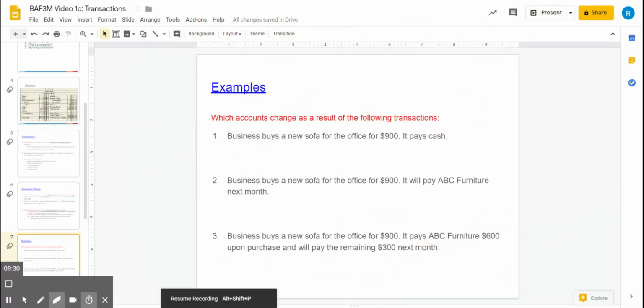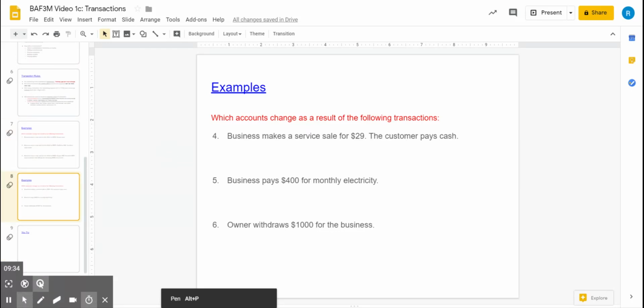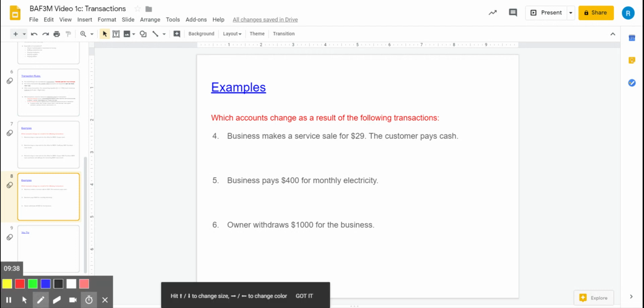Hope that makes sense. A couple more examples really quickly on the next slide, just to show you some that affect owner's equity, and then that'll be the end of this video. So this slide here, number 4, we have a business making a service sale for $29, just like the haircut example I said earlier. What are the two accounts affected here? You can pause it if you want to and try and guess.